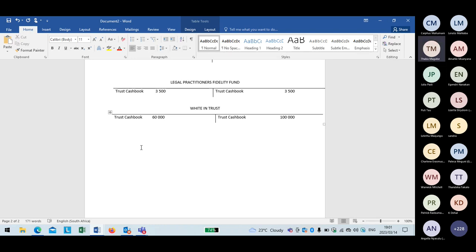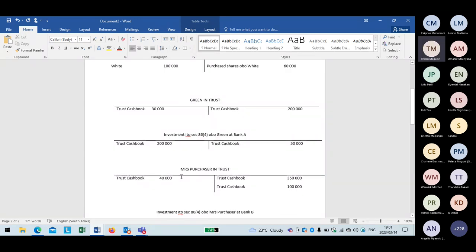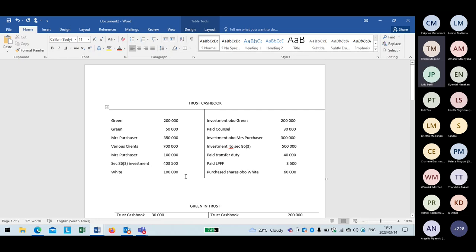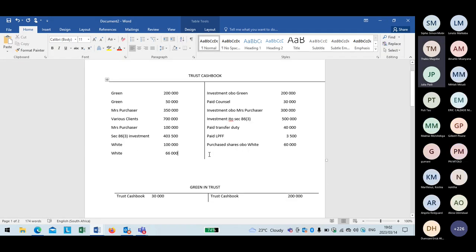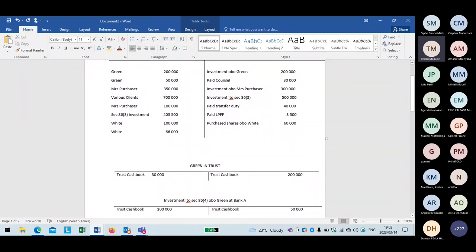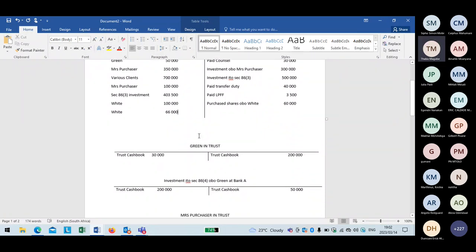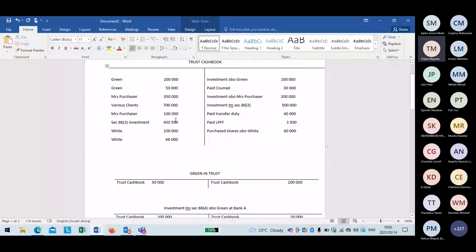White instructs you to sell the shares. You receive 66,000 from the sale of the shares. What do you do? Debit the trust cash book. Why do you debit the trust cash book? It's money received, because you're receiving money from the sale of the shares. It's the client's money. Yes, it is the client's money. And who's your client here? White.